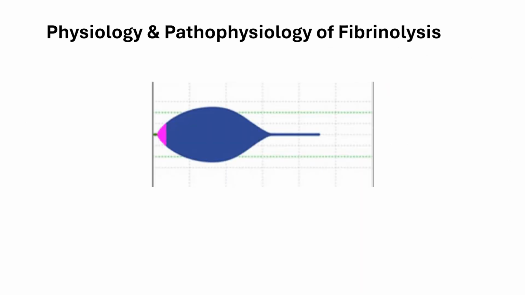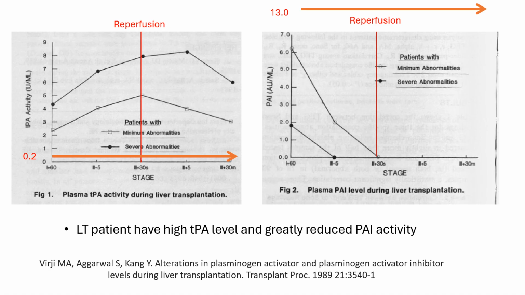Now we will talk about the physiology and pathophysiology of fibrinolysis. Liver transplantation patients have a higher tPA, tissue plasminogen activator, level and a greatly reduced plasminogen activator inhibitor activity, PAI. This is one of the reasons why they are more prone to fibrinolysis. When we look at figure 1 on the left side, we can see the difference level at different stages in liver transplantation for the tPA activity.